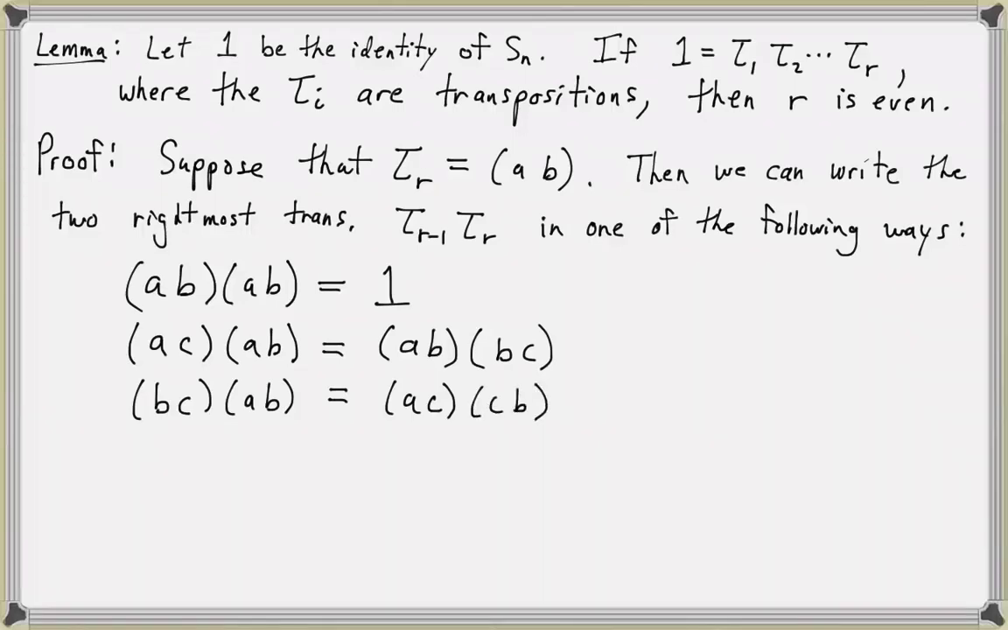And finally, if we have the product CD, AB, so in other words, the next to last transposition has no integers in common with AB, then these are disjoint, and so I can just commute them and write it as AB, CD. So the last two transpositions can be rewritten with the product on the right, and we see that now A has been shifted one transposition farther to the left.